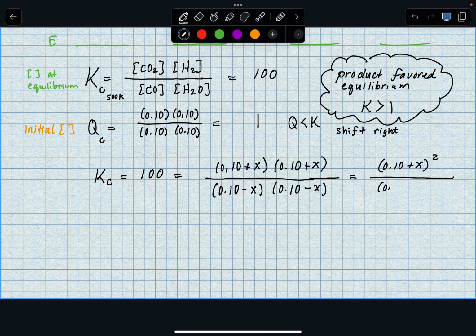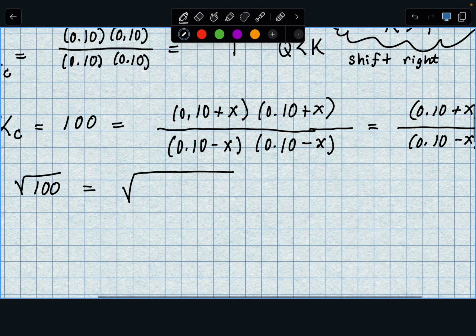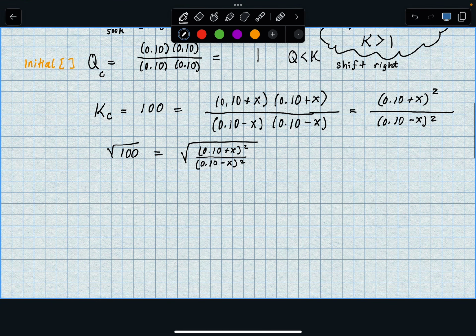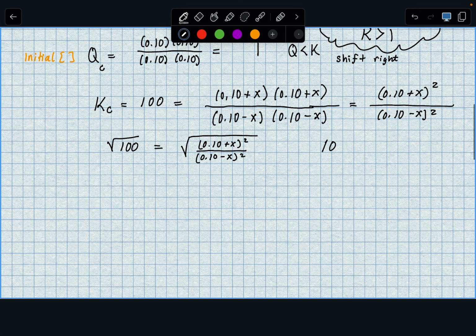And then really what this is, if you want to combine them, is 0.10 plus x squared, and then 0.10 minus x squared. So this is what they call a perfect square. So we can take what's called the square root of both sides, and we can simplify the math by doing that. So we're going to take the square root of 100, and then we're going to take the square root of the value that I just had over there. I'm just going to zoom in. So 0.10 plus x squared, and then 0.10 minus x, and then squared.